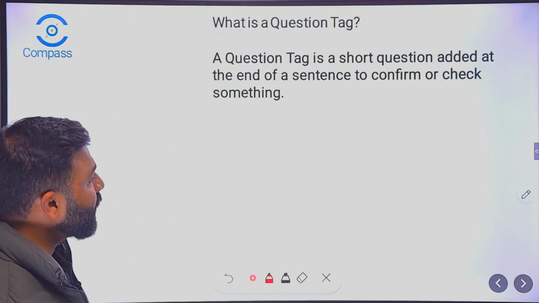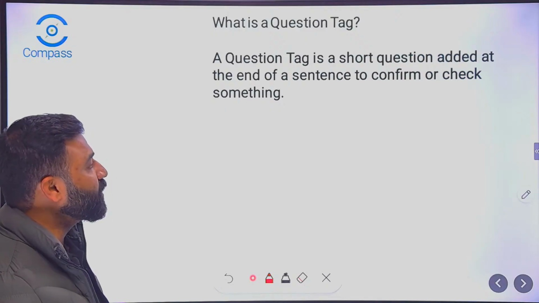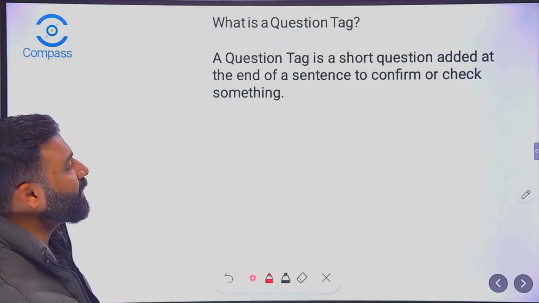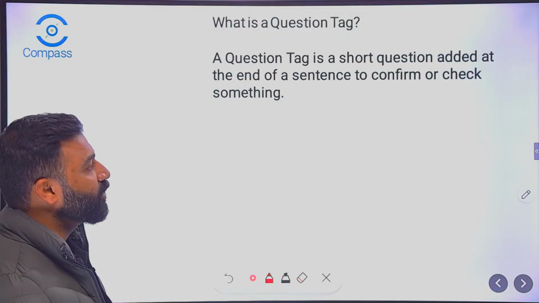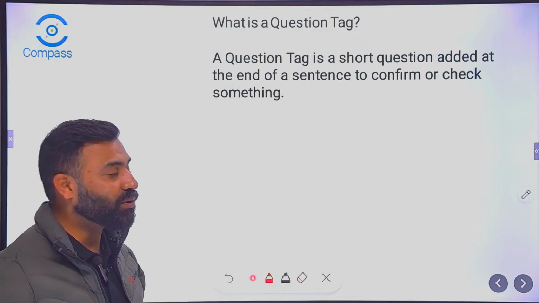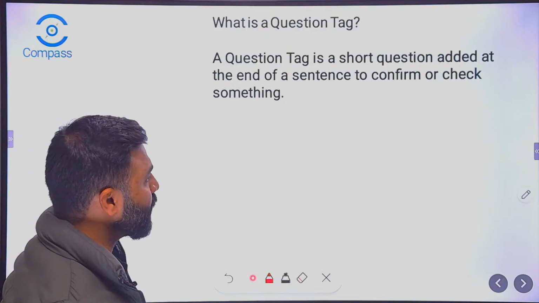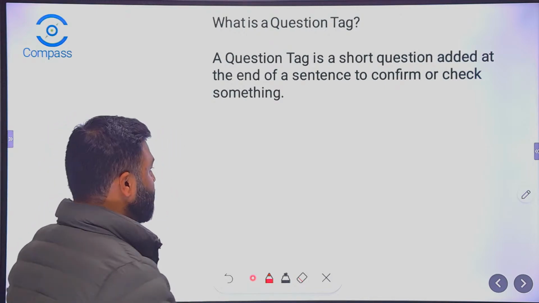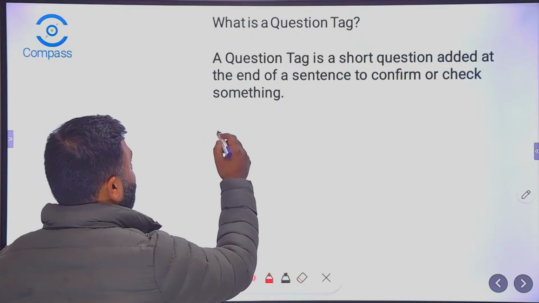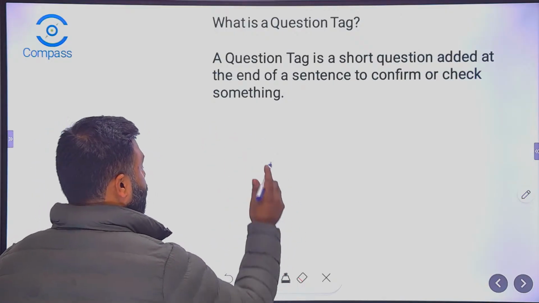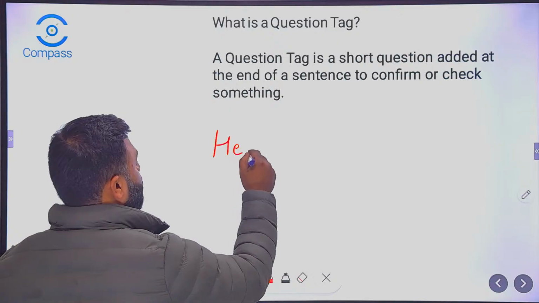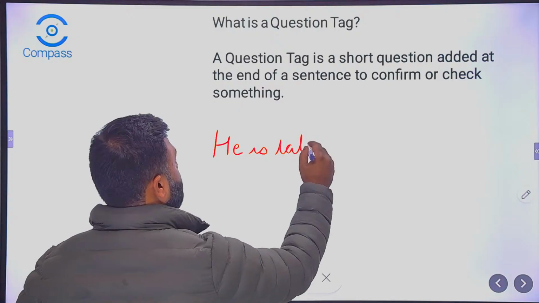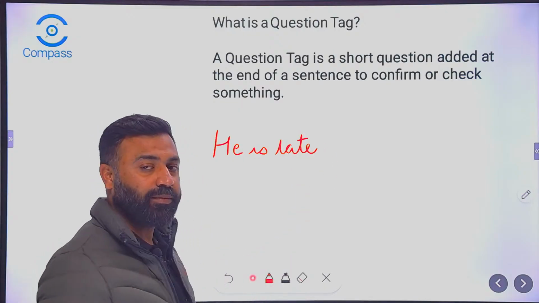What is a question tag? I'm going to read. A question tag is a short question added at the end of a sentence to confirm or check something. Let me give you an example so that you understand. It usually starts with a statement first. Let me write down: he is late. Okay, so that is a statement.